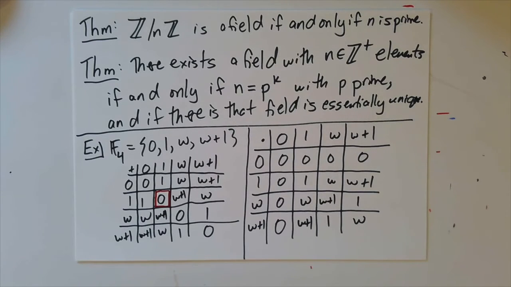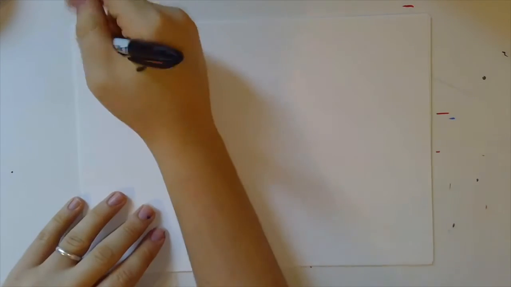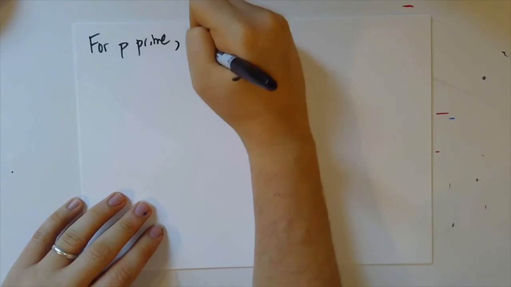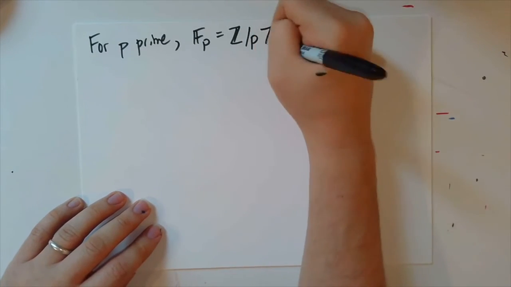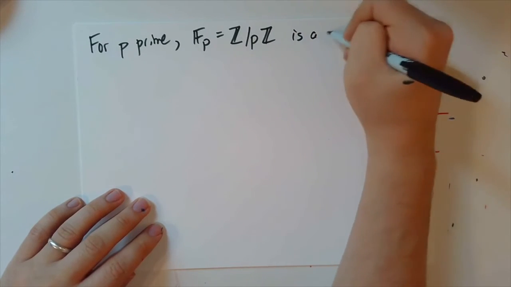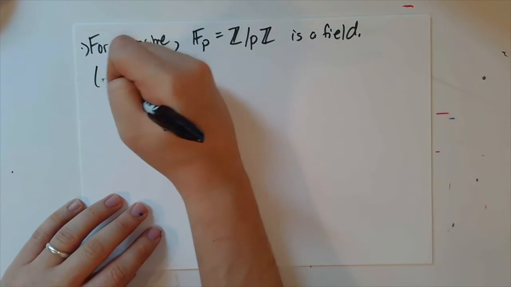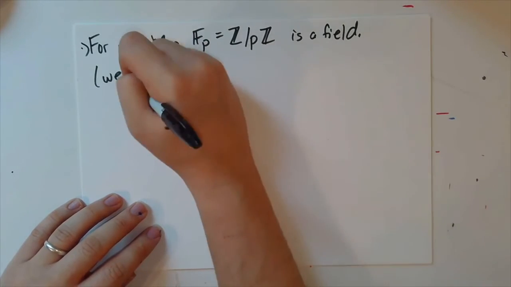But here's the executive summary of what we need to know for everything that we're about to discuss. So here's what we actually need to know. We need to know that for p prime, this thing I've called F_p, which is the same thing as the integers mod that prime, is a field. And we need to know how to add and multiply and divide and everything in this field.